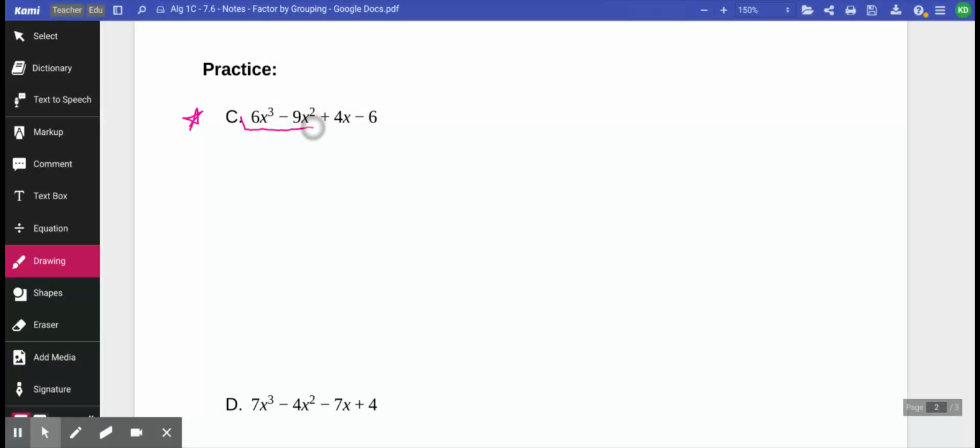Okay, so now we're going to group into groups of 2, group 1 and group 2. So in our first group, 6x to the third minus 9x squared. 6 and 9 are both multiples of 3, and we have at least 2 x's in both of those. So we can factor out 3x squared. Think about what we need to multiply back. So 3 times what makes 6? 2. X squared times what makes x to the third? X. And we're going to do the same thing with the next term. 3 times what makes negative 9 is negative 3, and I already have my x squared.